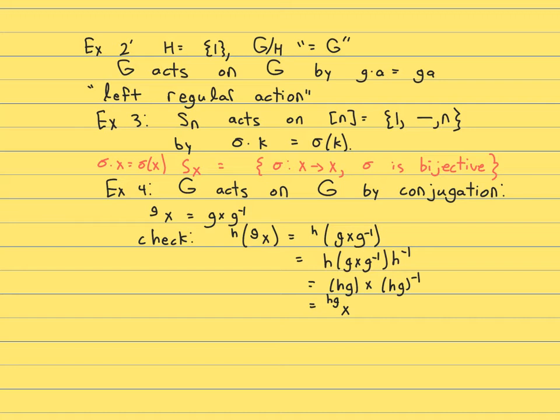Example 4 is a bit more interesting. G also acts on itself by conjugation. So this is a very different action than the left regular action, and this one's actually a very important action in group theory. So I'm going to denote the action this way, because you can't call it G.x, because it starts to get confused with this one.